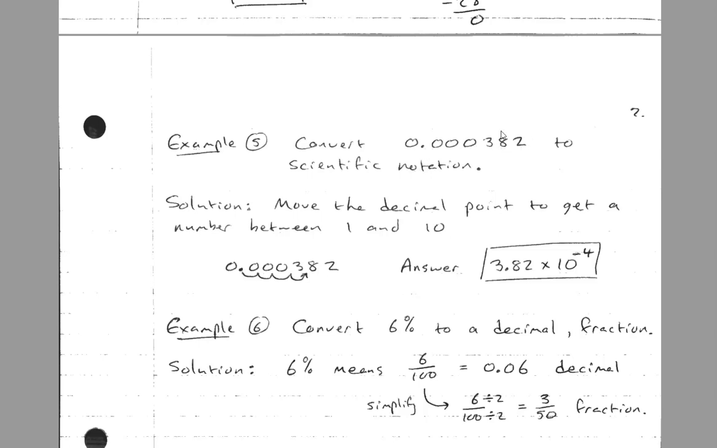So we want to make this between 1 and 10, so move the decimal point to between the 3 and the 8. We're moving it 4 places to get 3.82. So we made it 10,000 times bigger. To keep it the same, divide by 10,000, and that's the same as multiplying by 1 over 10,000, that's 10 to the negative 4.